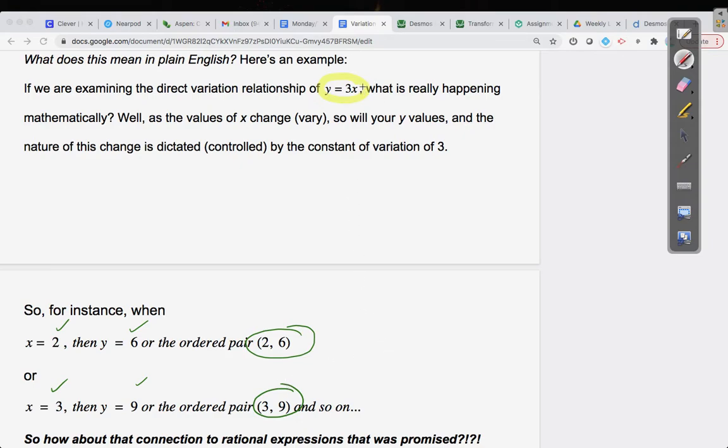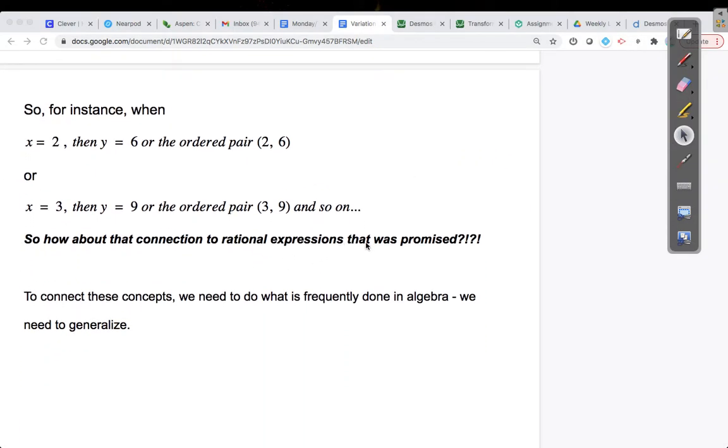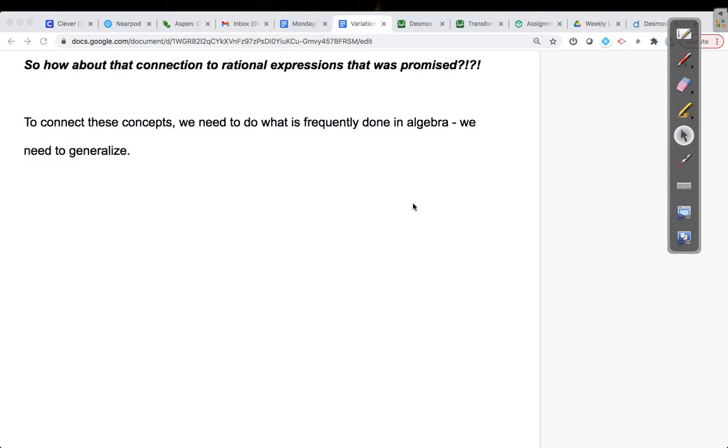There are infinitely many inputs and outputs that we can get. What I want you to notice is that the nature of this relationship is always controlled by that constant of variation of 3. Cool. All right, let's see where we can take this. So how about that connection to rational expressions that was promised? Well, here comes the algebra part of it.